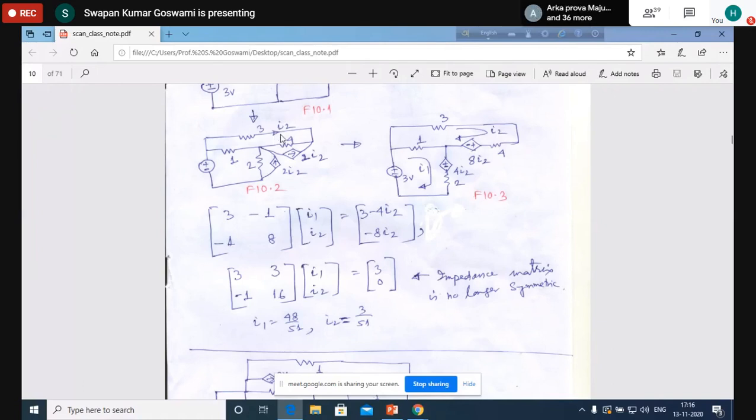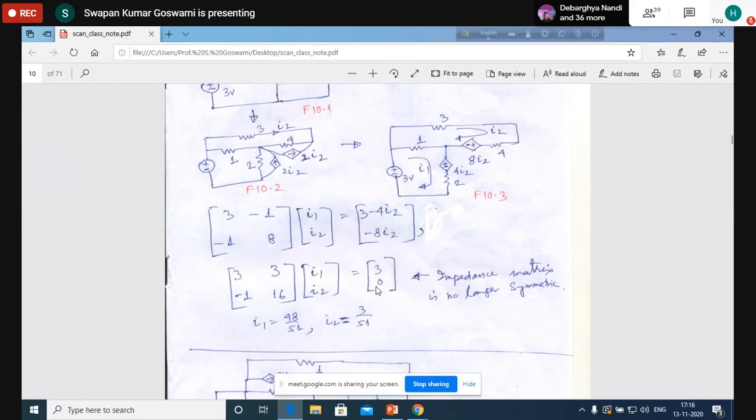This I2 is the same as the loop current I2, because through this resistance it is I2. If you consider the loop current to be like this, it also becomes I2. So this is a variable to be shifted to the left hand side. This is also a variable that has to be shifted to the left hand side. So if you shift it, the equation changes to this one: 3 minus 1 16 I1 I2 equal to 3 with 0 as the value on the right hand side.